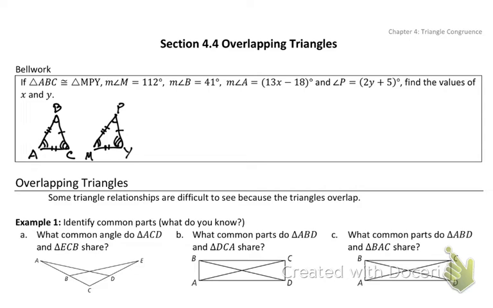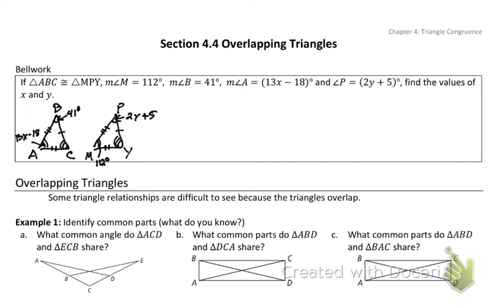They gave me M is 112. I have B, I guess I didn't write this big enough, is 41 degrees. I have A is 13x minus 18. What else do they give me? They give me P is 2y plus 5. That's enough information, because I now know that M and A are congruent, so these mean the exact same thing. If this is 112, then A is also 112.